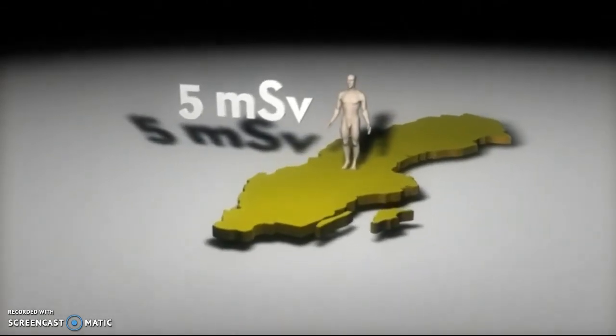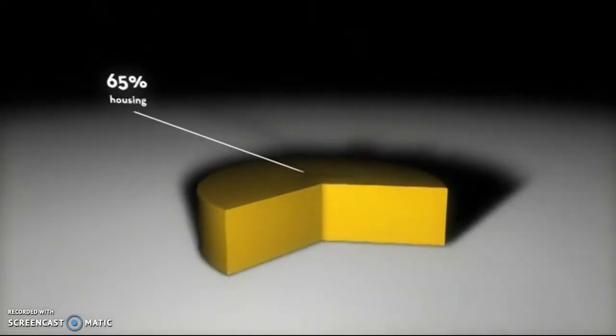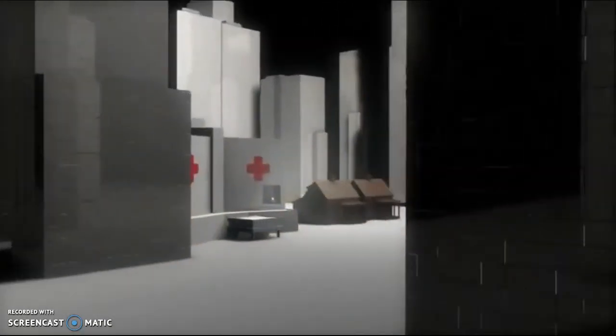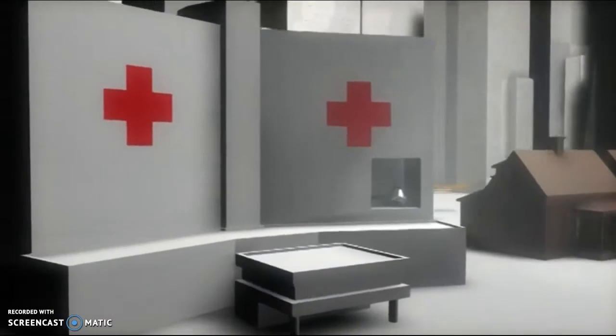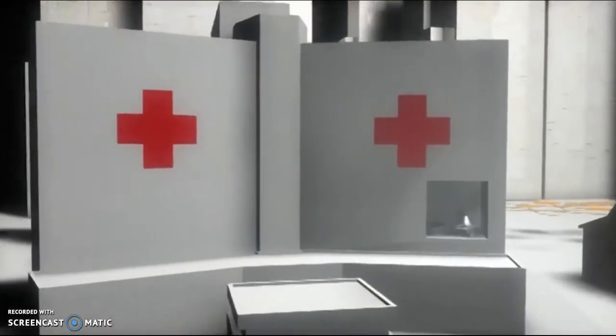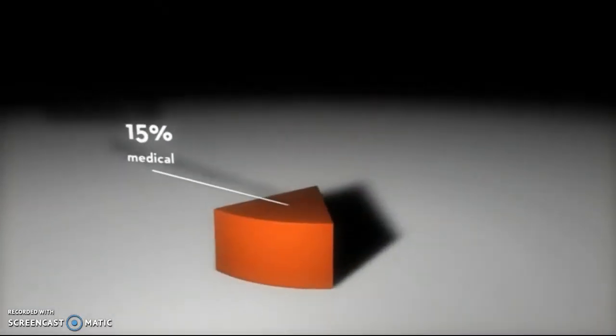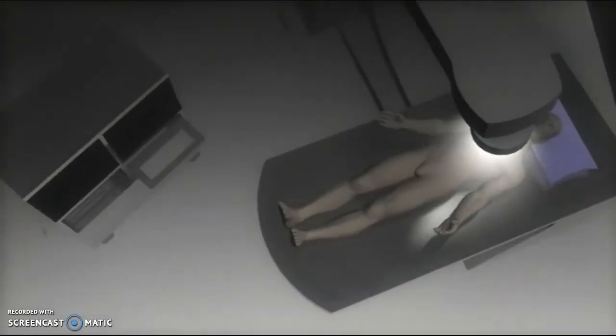Each Swede is exposed to an average of 5 millisievert effective dose of radiation each year, and the majority, about 65%, comes from radon gas within the housing. Medical exposures, especially diagnostic radiology, account for nearly 15% of the annual radiation dose.